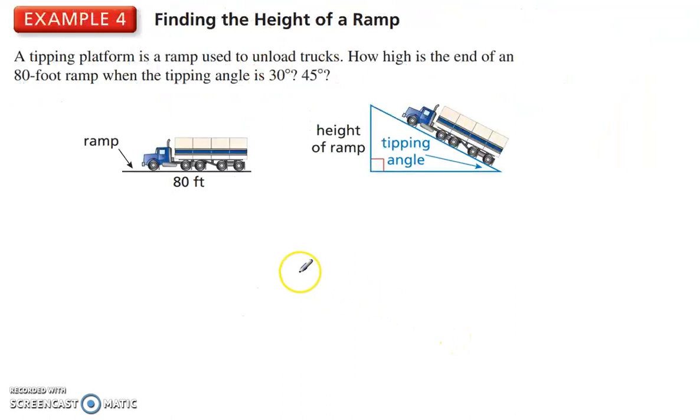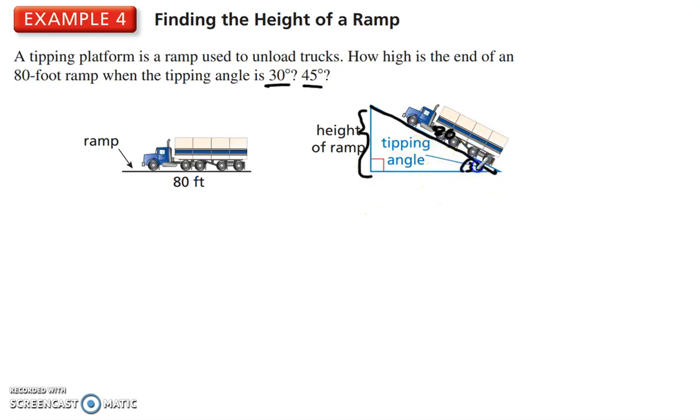All right, and one more problem here. We have a tipping platform. The ramp is used to unload trucks. How high is the end of an 80-foot ramp? Okay, so we know that this ramp, they've just told us, is 80 feet. We want to know how high is this right here, if the tipping angle is 30 and if it's 45. So the tipping angle is this down here.